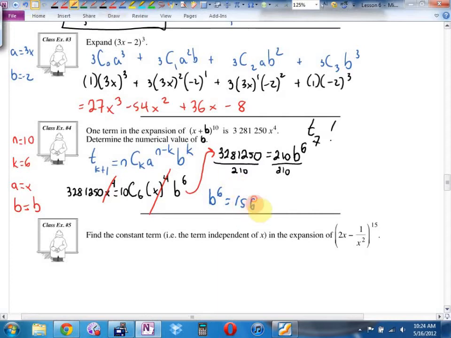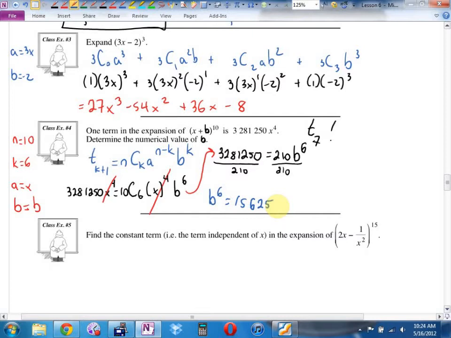15,625? Okay. Now that's b to the 6th. How could I figure out what b is? How to get rid of a 6th power? If it's a squared, square root. If it's a cube, cube root. If it's a sixth, sixth root.